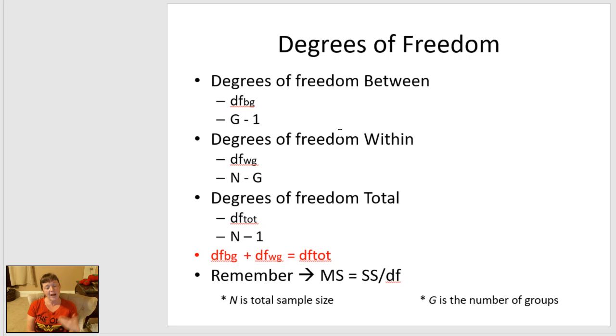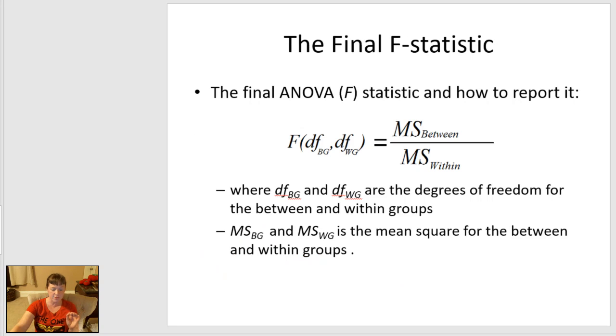And now I can get my mean squares. My mean square between, SS between over degrees of freedom between, and my mean square within, SS within over degrees of freedom within. And so this then becomes how we report our F statistic and how we finally then calculate it.